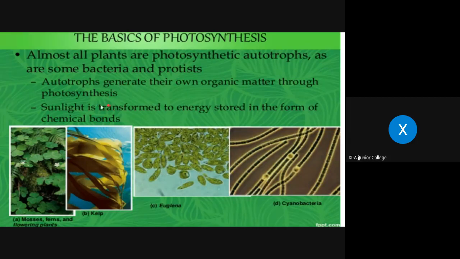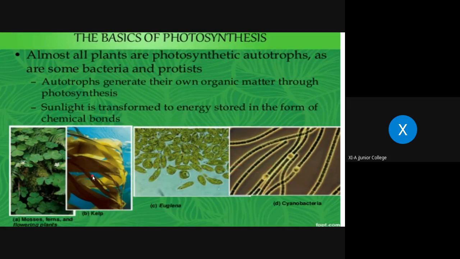Autotrophs are again of two types: photoautotrophs and chemoautotrophs. Photoautotrophs produce food material in the presence of light, photon, that is light, whereas chemoautotrophs produce food material with the help of chemical compounds present in their body. So they are two types. Then sunlight is transformed to energy stored in the form of chemical bonds. These are some of the examples given which are considered to be autotrophs.